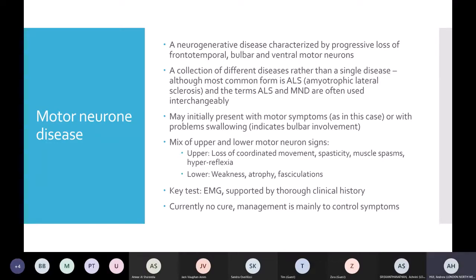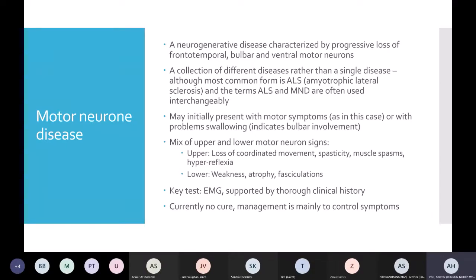And just in general, of course, the management of motor neuron disease, there is currently no cure, and the disease is progressive and relentless. But we still manage the patient's symptoms with supportive care, of course, using an MDT approach. We can manage patients' spasticity with baclofen, or if they have cramps, we can use quinine.